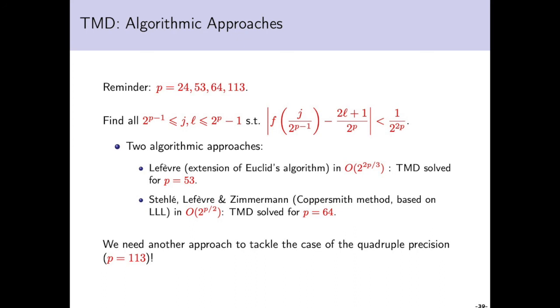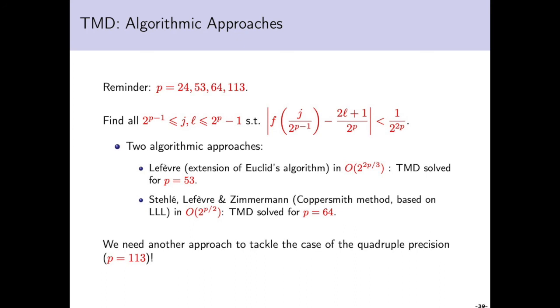Okay? So for the double precision, it was solved 15 years ago by Vincent Lefèvre. He did it algorithmically, and his algorithm is a kind of extension of Euclid algorithm, and the complexity is in big O of 2 to the p minus 3. Okay. And Damien Stehlé gave an algorithm in big O of 2 to the p over 2, and that made it possible to solve the table maker's dilemma for the extended double precision.